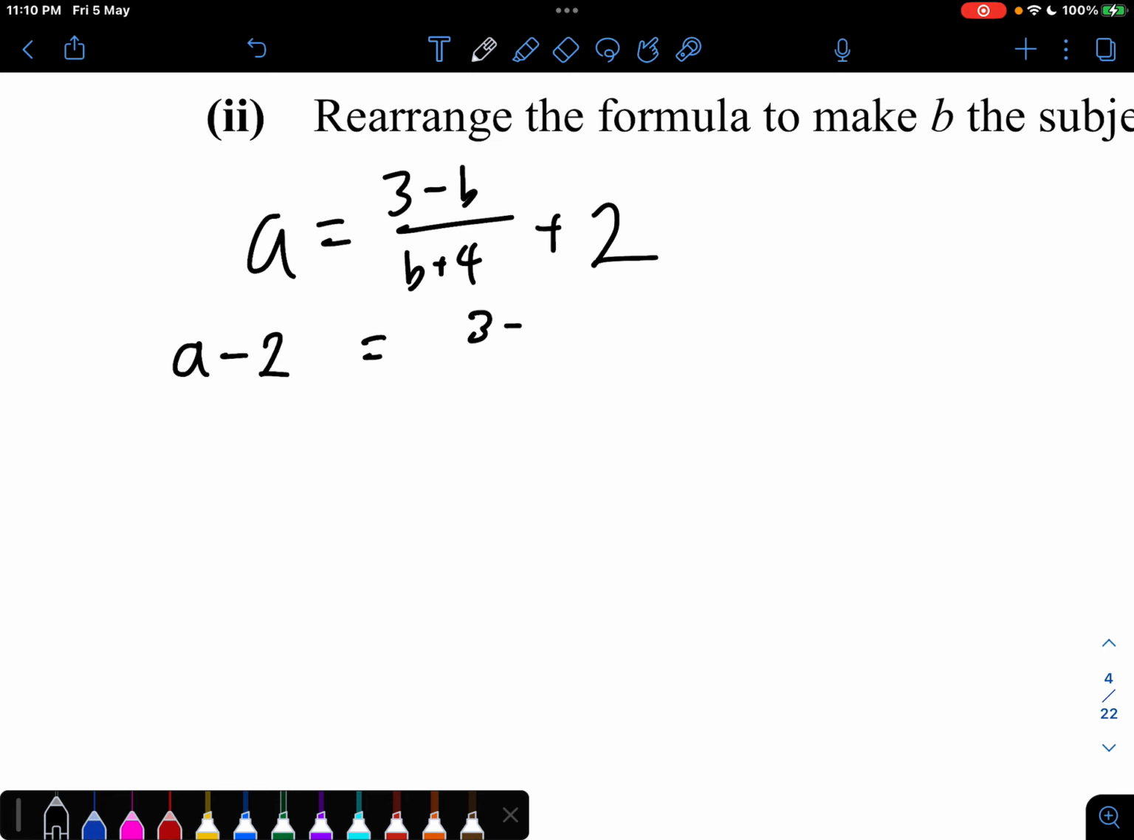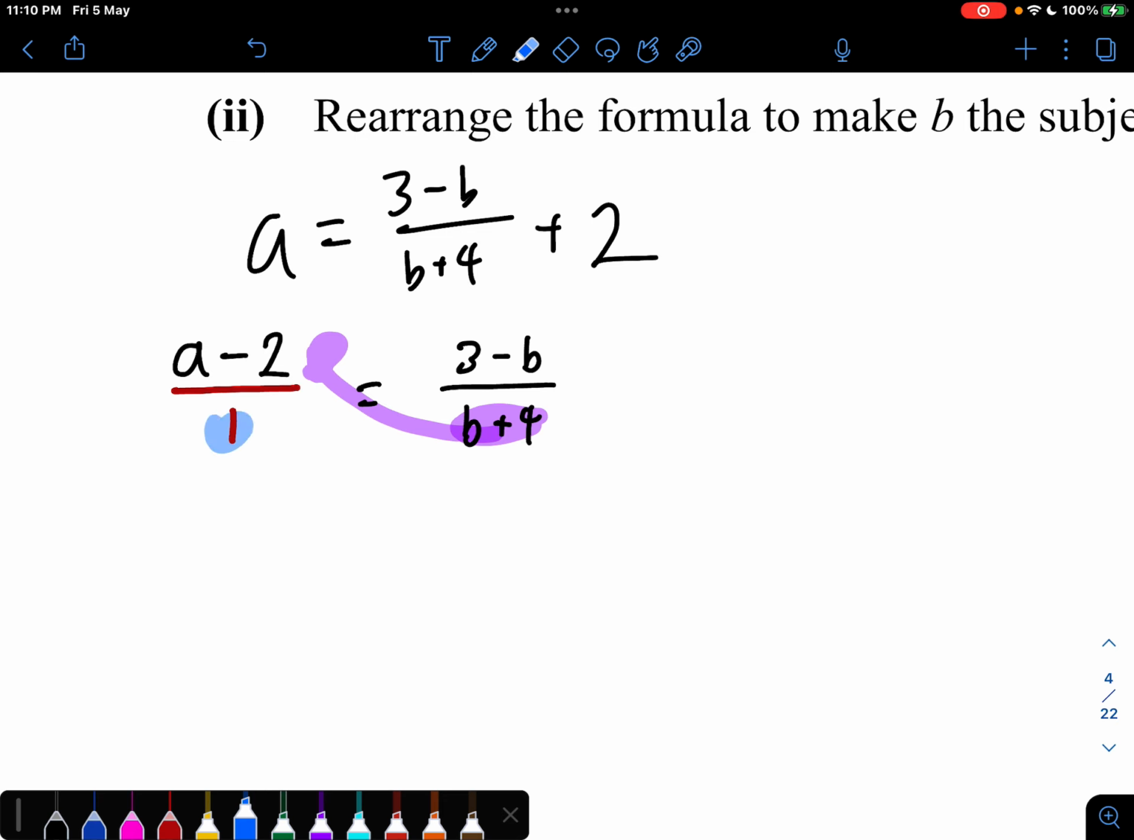Hopefully. You want the b to be the subject, but b happens to be stuck in the fraction, so you must leave the fraction alone. Leaving the fraction alone means that the plus 2 must go over. Okay, and a minus 2 actually will be equivalent to a minus 2 over 1. So now you have fraction equals to fraction. Is it easy now? Can you cross multiply? Yes. This one goes there, that one goes there.